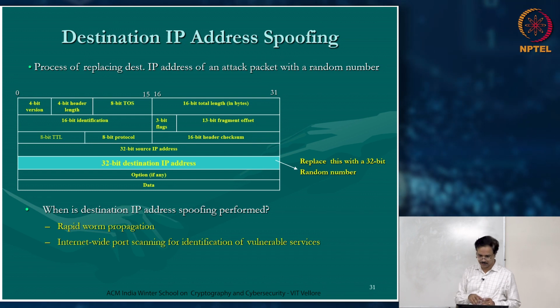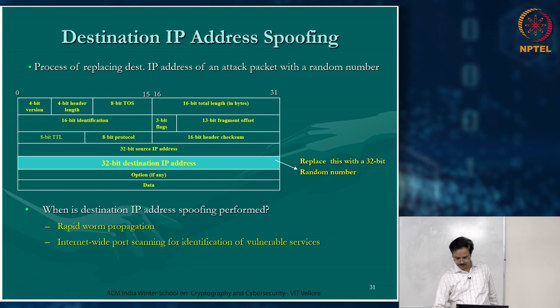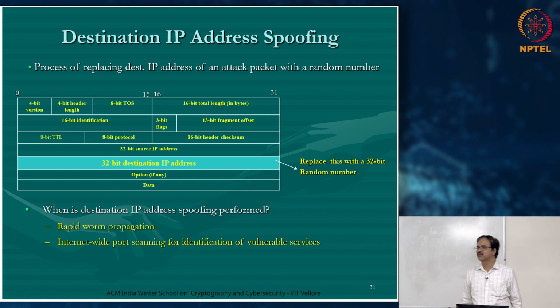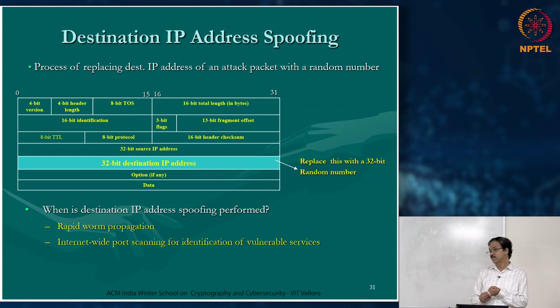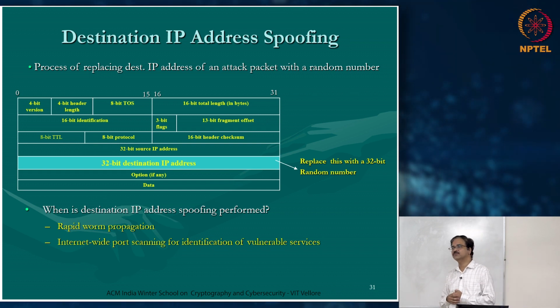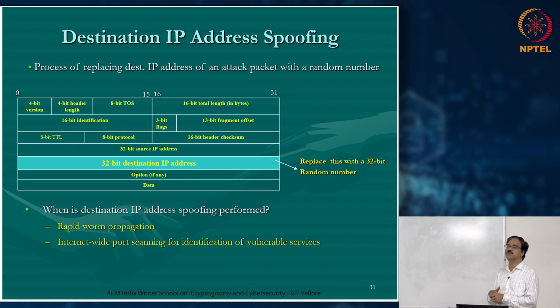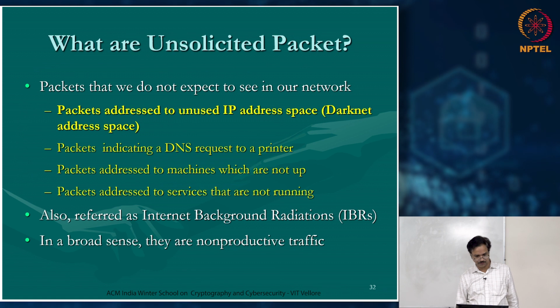So this is a case where destination IP address spoofing can be used. Yeah, this is the corresponding slide where you replace the destination IP address with a random 32-bit number, and it is typically done for two categories. One is worm propagation and the other one is scanning. You want to scan the internet and find out vulnerable machines. That is also a case where you can do destination IP address spoofing.